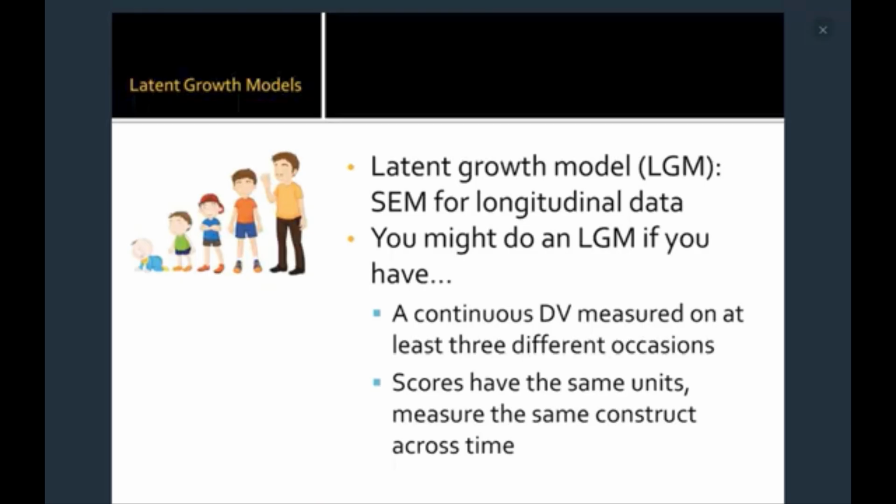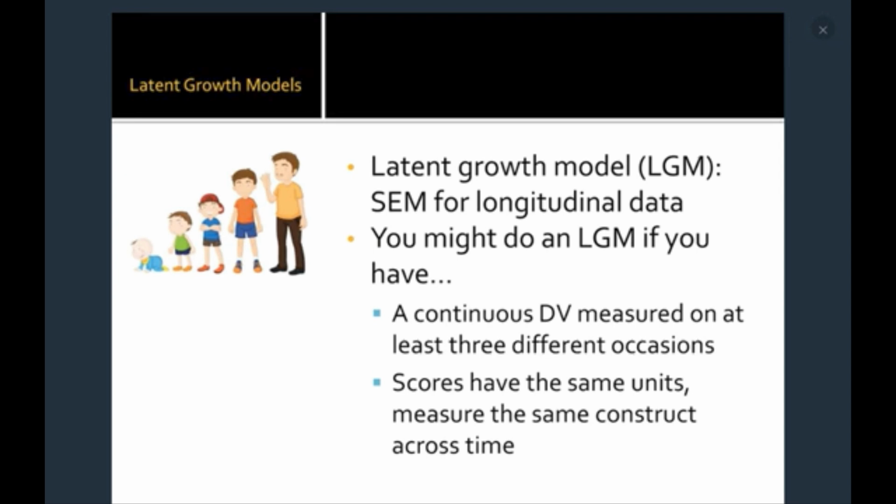Okay, so what is this stuff? Well, a latent growth curve model in its basic definition is a structural equation model for longitudinal data. If you have more than, let's say, 2 or 3 data points going across time. A continuous DV is the foundation of this. So if you have something measured on at least 3 different occasions, and this is a measured variable, but it is something that may be modeled by way of a latent variable.